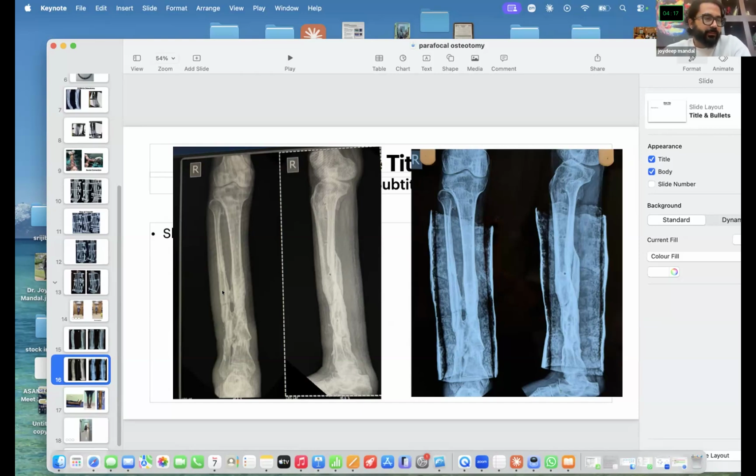The only advantage is, sir, the patient doesn't have to move all the nuts, and the amount of translation was not a lot, and the bone contact was also very good. That's why I went for the acute correction, sir. No, I understand, but you have put on the Ilizarov fixator.